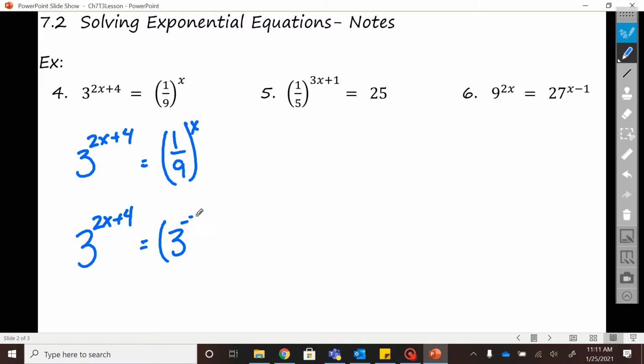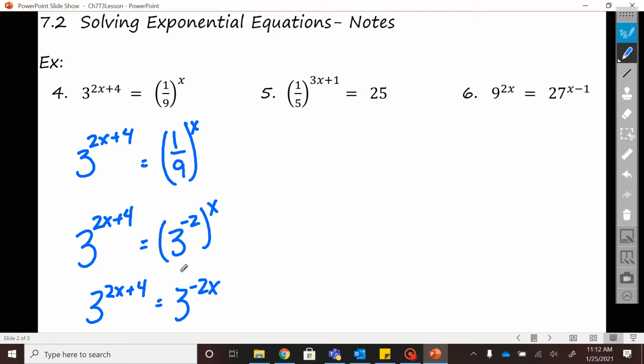Well, that would be 3 to the negative 2 power, because remember, this is technically 1 over 3 squared, which is 3 to the negative 2 power. And then that's the power of a power, so you just multiply them. 3 to the negative 2x.